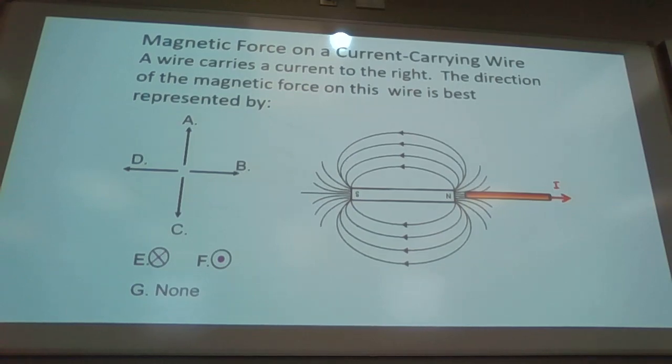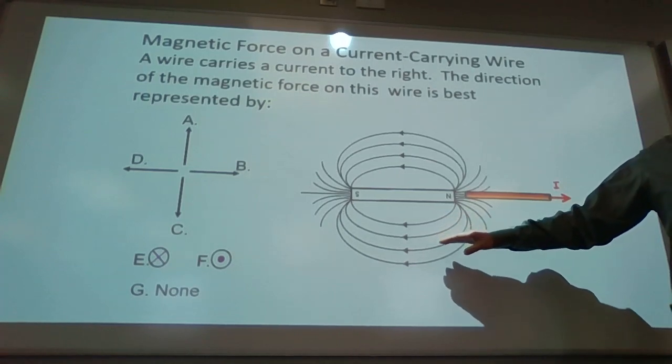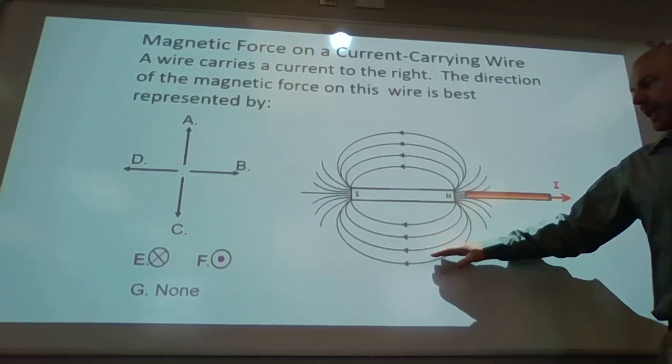X is away from you. You're looking at the feathers going away from you into the board. You're looking at the arrowhead coming out of the page towards you. Okay, correct answer is G.